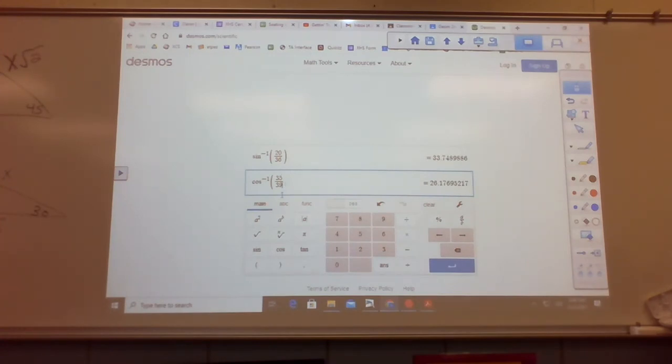The last parenthesis is already there. If you want to hit enter, you can. And you got 26 degrees. Again, if you have something really weird, you're probably in radians. But once you've picked degrees, it should stay at degrees. So my answer was 26. Does anybody need help getting to 26?